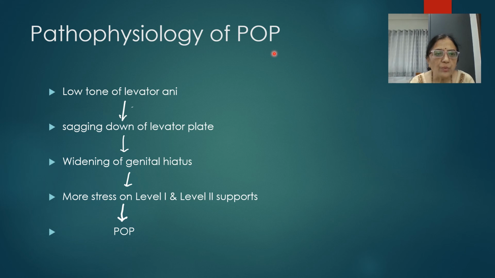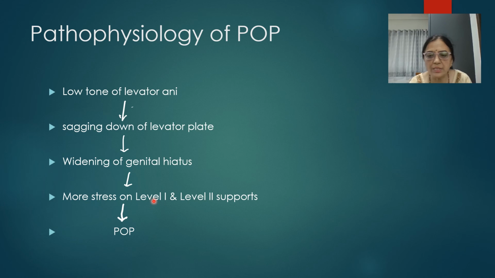Pathophysiology of pelvic organ prolapse. Till now we have seen the surgical anatomy. Now, what is the exact pathophysiology? Whatever leads to the lower tone of levator muscles and coccygeus muscle leads to the sagging down of the levator plate. The levator plate normally is transverse, but it sags down, which leads to the widening of the genital hiatus. As the genital hiatus widens, there is more stress on level 1 and level 2 supports.